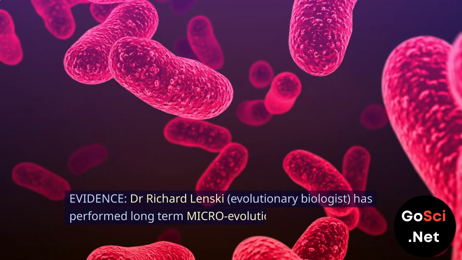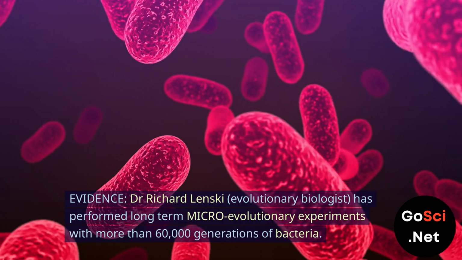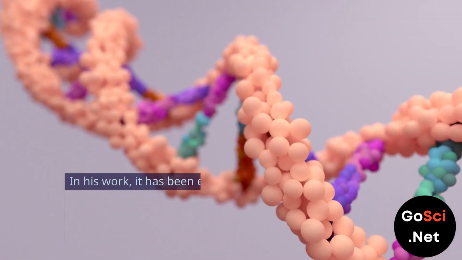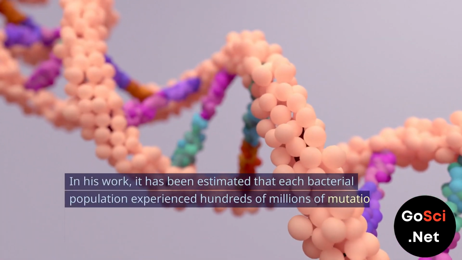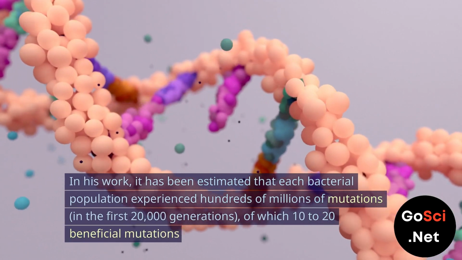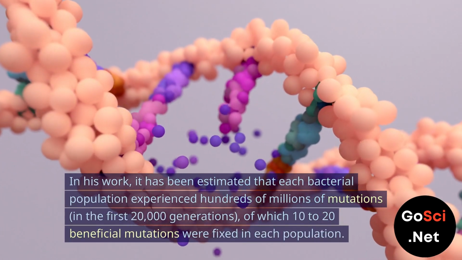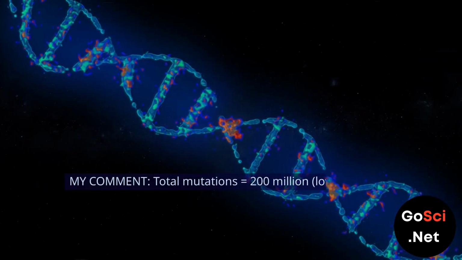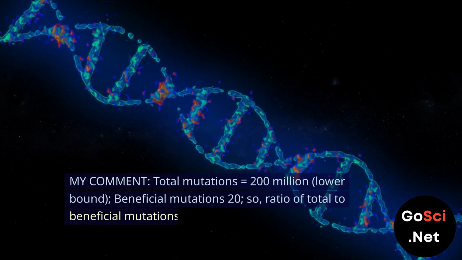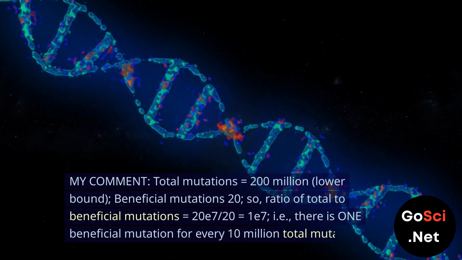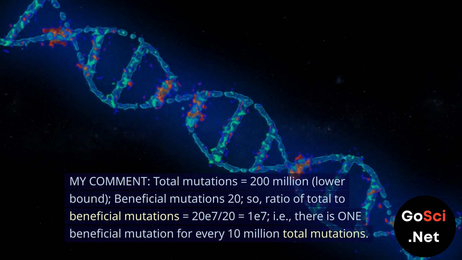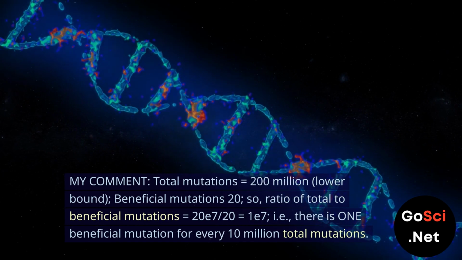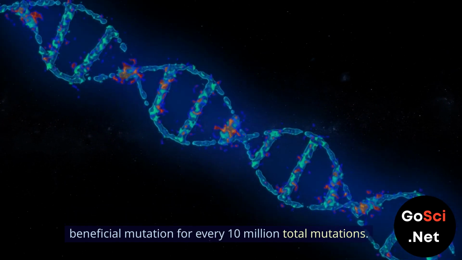Evidence. Dr. Richard Lenski, evolutionary biologist, has performed long-term microevolutionary experiments with more than 60,000 generations of bacteria. In his work, it has been estimated that each bacterial population experienced hundreds of millions of mutations in the first 20,000 generations, of which 10 to 20 beneficial mutations were fixed in each population. My comment: total mutations equals 200 million, lower bound, beneficial mutations 20. So, ratio of total to beneficial mutations equals 20e7 divided by 20 equals 1e7, i.e., there is one beneficial mutation for every 10 million total mutations.